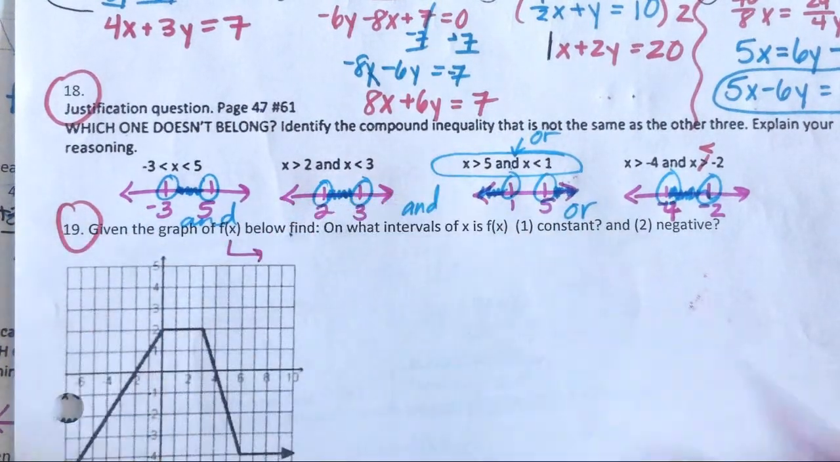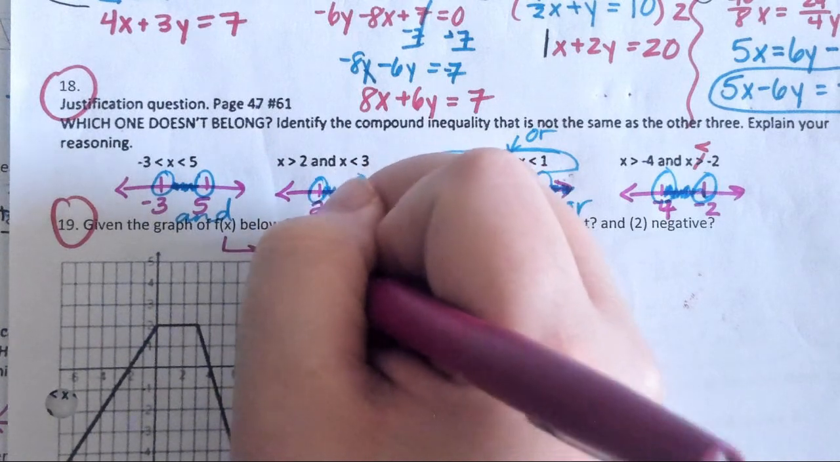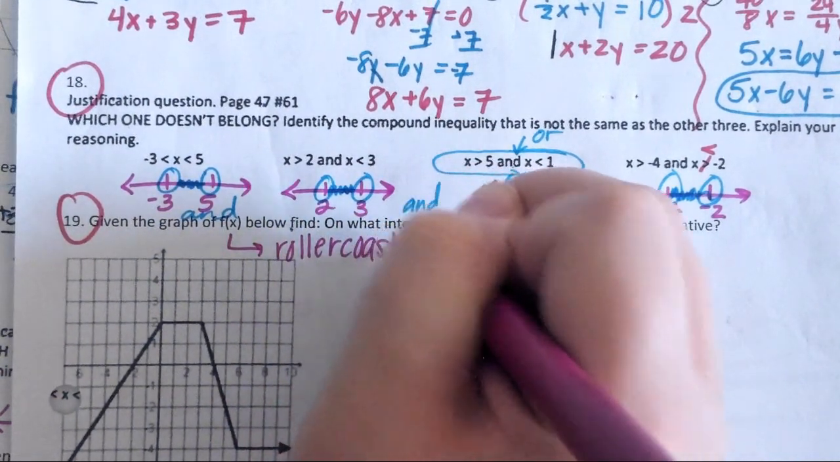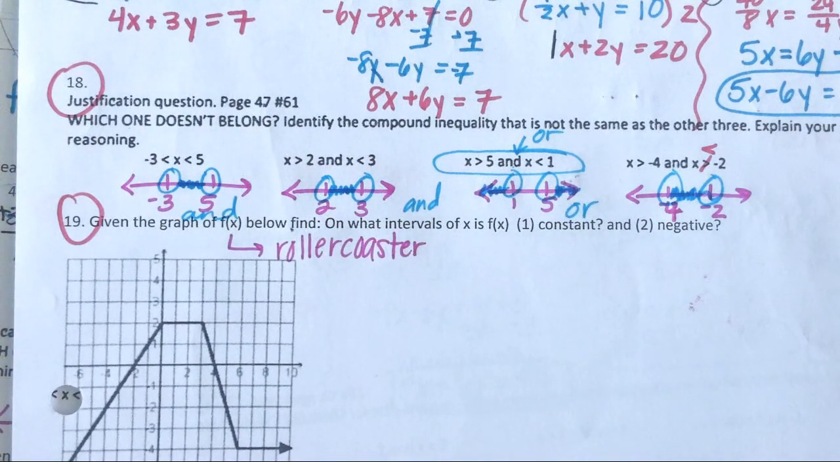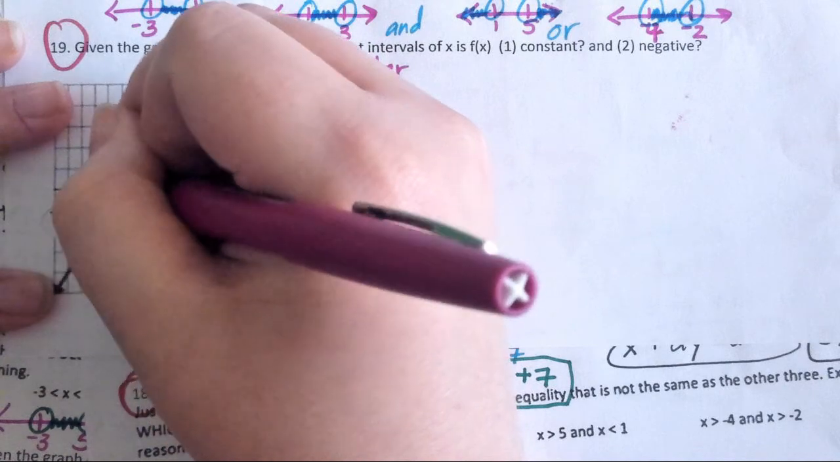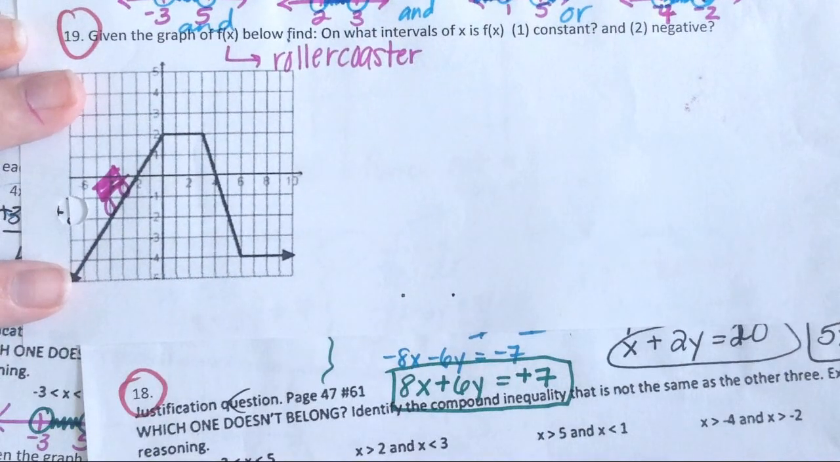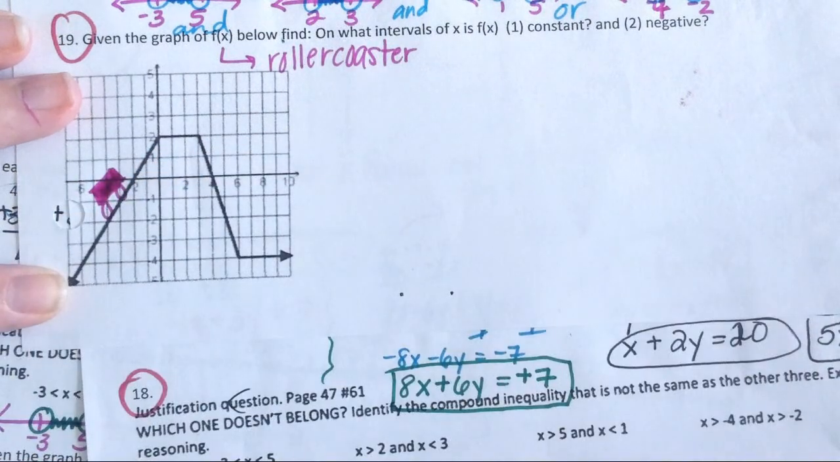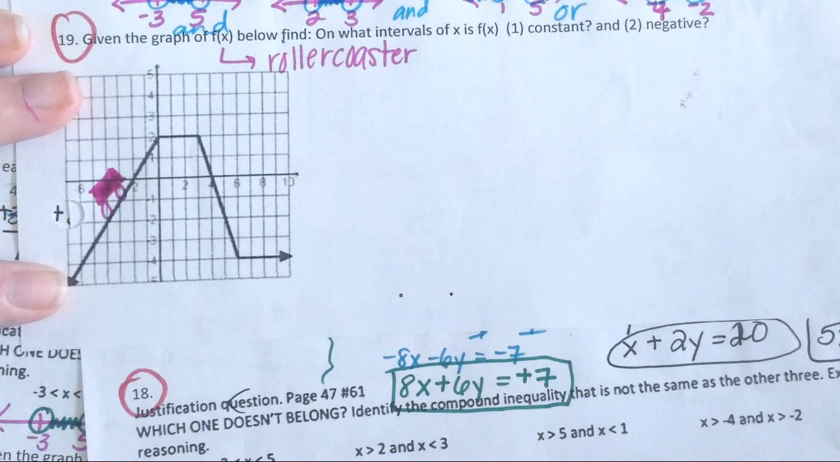When I think about a function, I pretend that it is a roller coaster. So when they start asking about where or what intervals of x is it constant, negative, I think about if this is a roller coaster, and here I am riding along on the roller coaster. Constant's where the roller coaster's going flat. Negative is where the roller coaster's going downhill. Positive is where the roller coaster's going uphill.